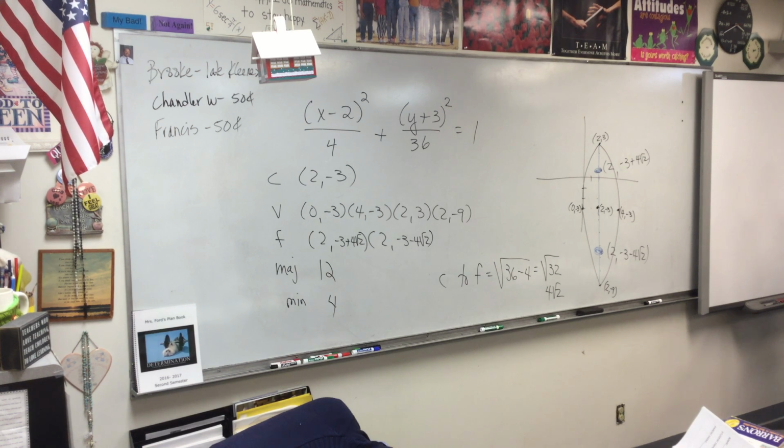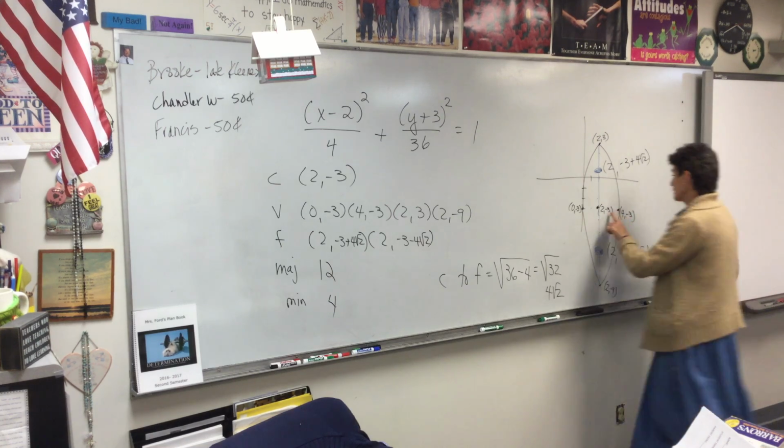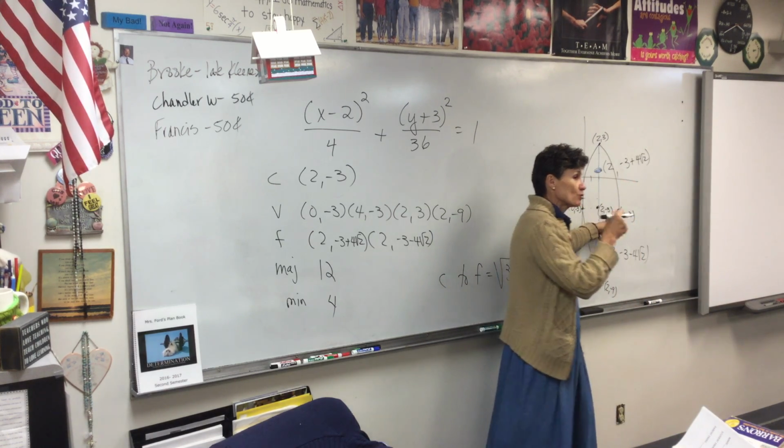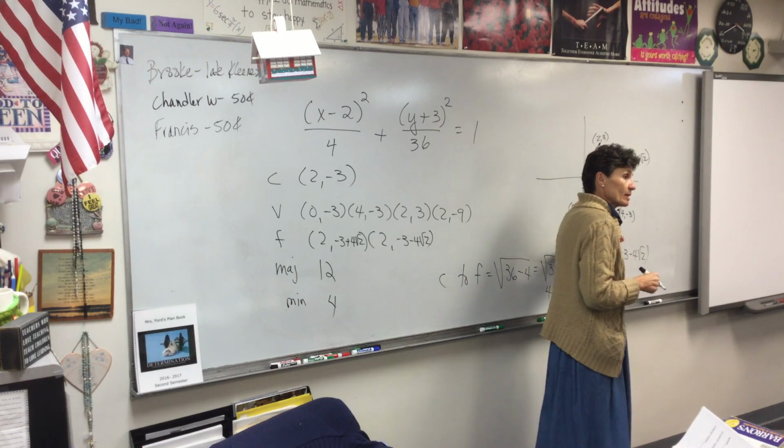Why is that 3 that's in front of the 4 root 2 always negative? Because the center was negative. Oh, okay. You got to start at your center number, whatever that is. Yeah. It's -3.